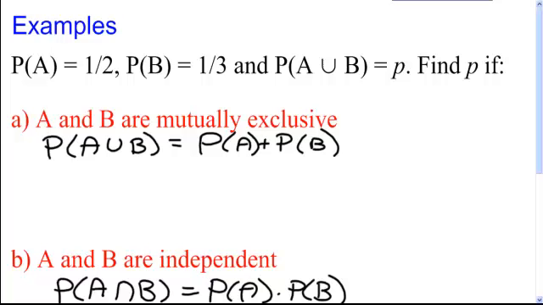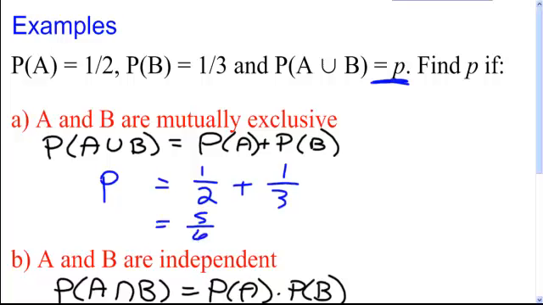So using my formulas to come up with this, I'm stating up here the union of them is P. So this unknown I'm trying to find is the probability of A, which is 1/2, plus the probability of B, which is 1/3. I have to get common denominators. So 1/2 is 3/6 plus 1/3 is 2/6. Therefore, P is 5/6. So the probability of their union is going to be 5/6.